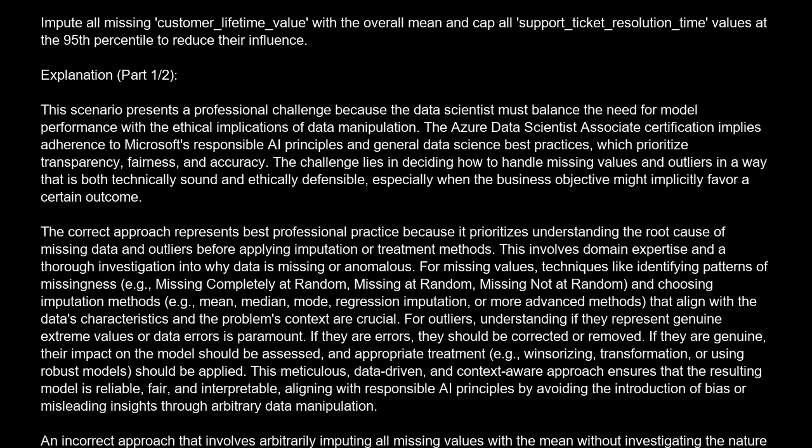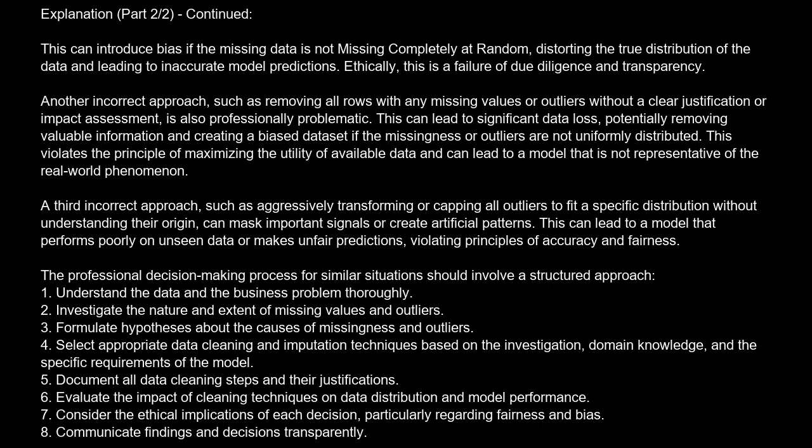An incorrect approach that involves arbitrarily imputing all missing values with the mean without investigating the nature of the missingness is professionally unacceptable. This can introduce bias if the missing data is not missing completely at random, distorting the true distribution of the data and leading to inaccurate model predictions. Ethically, this is a failure of due diligence and transparency. Another incorrect approach, such as removing all rows with any missing values or outliers without a clear justification or impact assessment, is also professionally problematic.